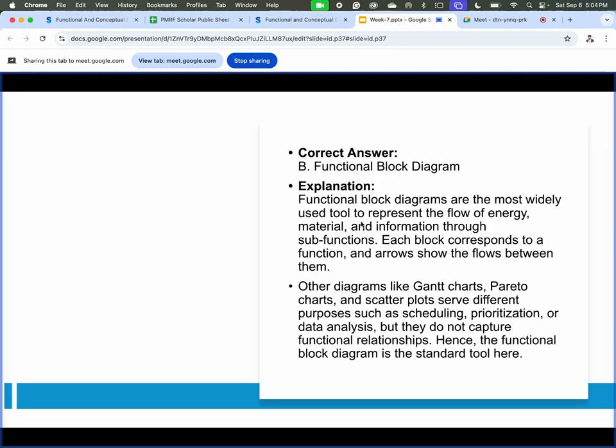Option B is the right answer, and you may go through this explanation part by yourself.